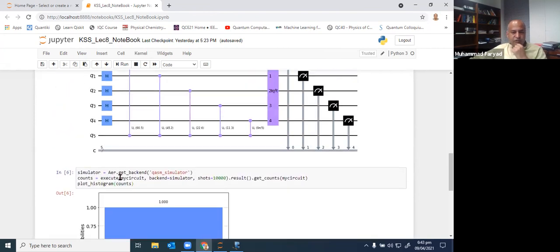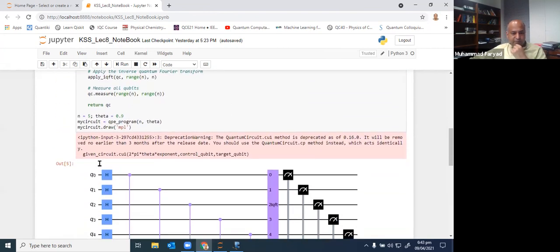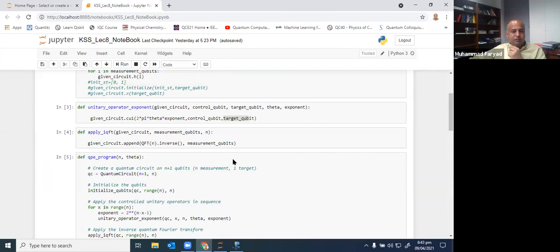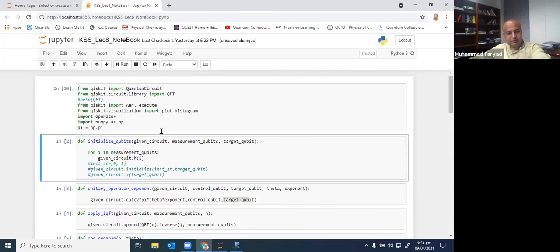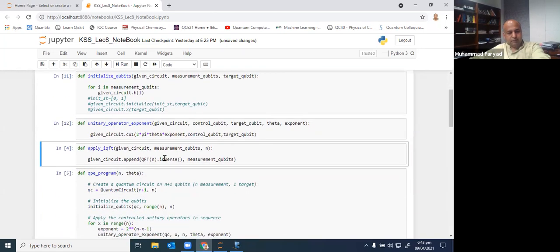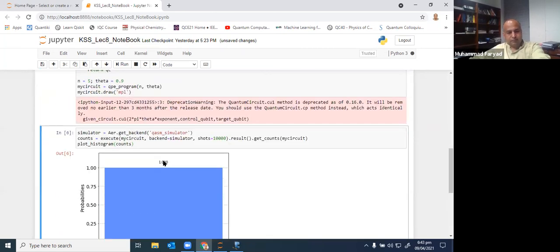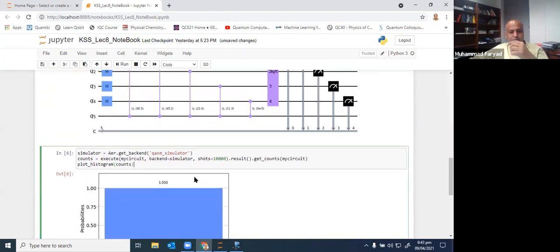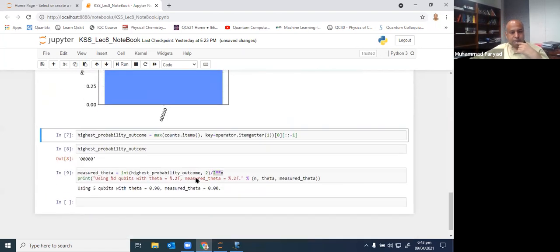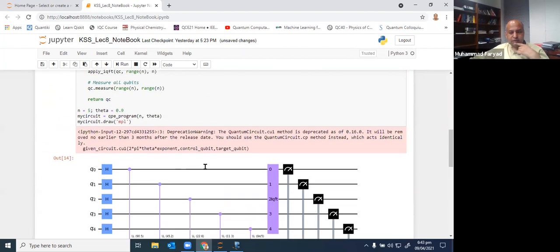So something has gone wrong in the circuit. Let me go back here. Okay, so this QuantumCircuit.cu1 method is deprecated as of version 1.6, it will be removed no earlier than... Okay, so that is not the problem. So let's execute it again. It's giving the 000 state again.